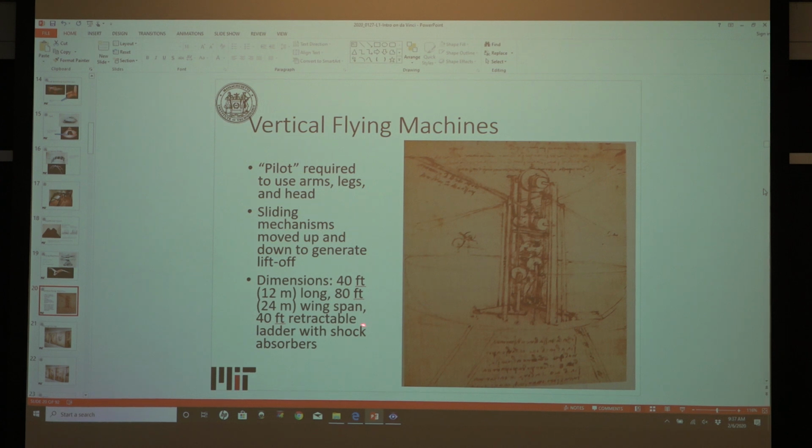And then there's sliding mechanisms to move up and down, generate your liftoff. As I had said, it also had this retractable ladder, and it had shock absorbers. So he even considered inclusion of shock absorbers into the design back then.